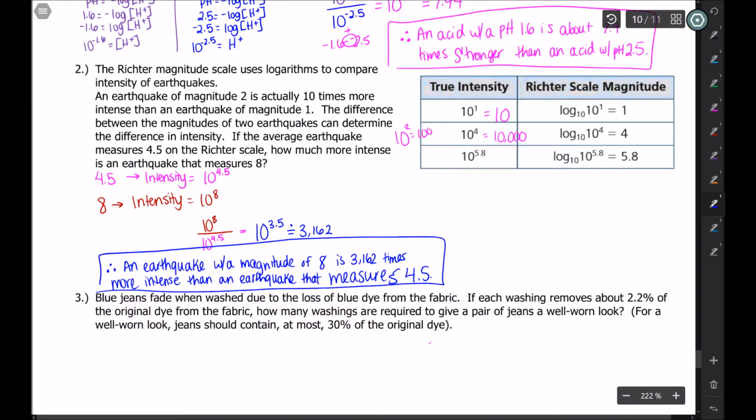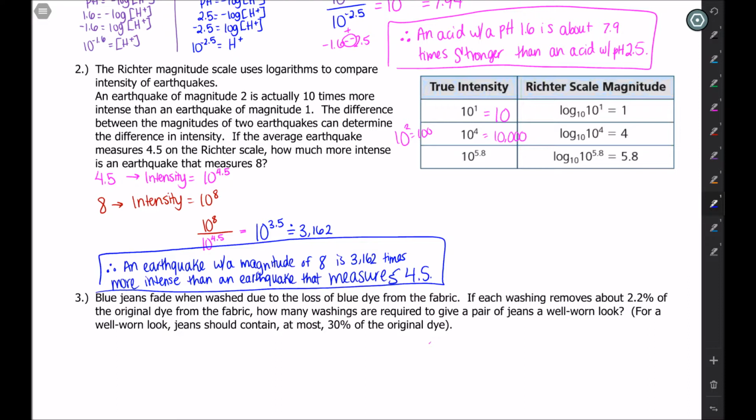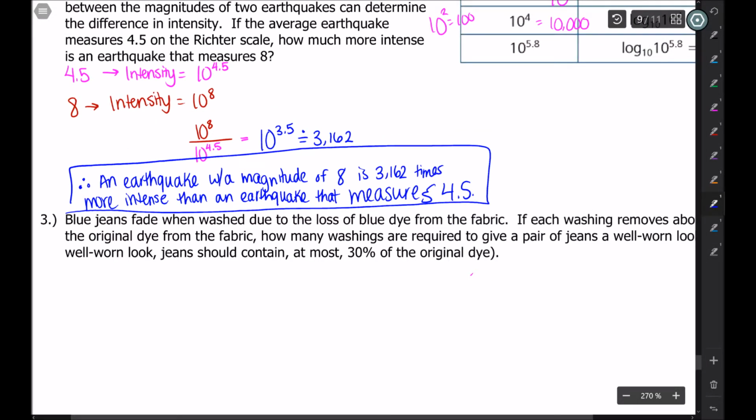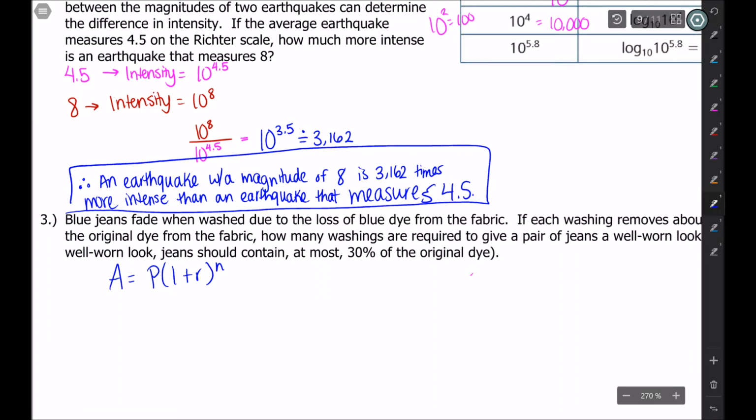Okay. All right, the last one that we want to look at is number 3. Number 3 says blue jeans fade when washed due to the loss of blue dye from the fabric. If each washing removes about 2.2% of the original dye from the fabric, how many washings are required to give a pair of jeans a well-worn look? And for a well-worn look, jeans should contain at most 30% of the original dye. Okay, so right here, we've got a formula that we can always use, where A equals the initial amount times 1 plus r to the power of t, but this time we're going to say to the power of n because it's the number of times that you're washing the pair of jeans.